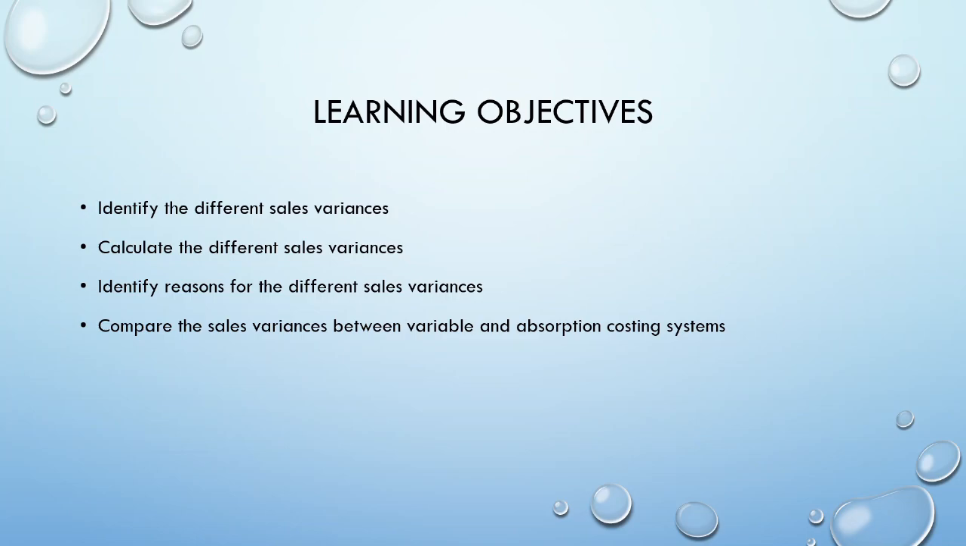We then want to be able to calculate the variances, and we need to be able to identify potential reasons for these variances. As with our last video on fixed overheads, we also need to compare the variances between variable and absorption costing systems.